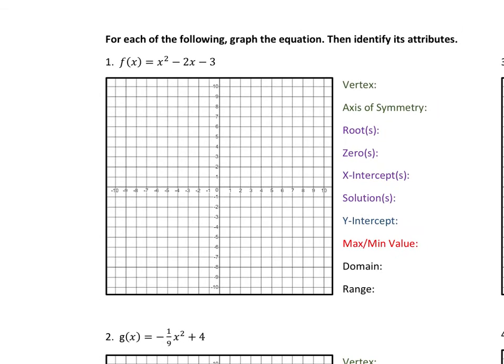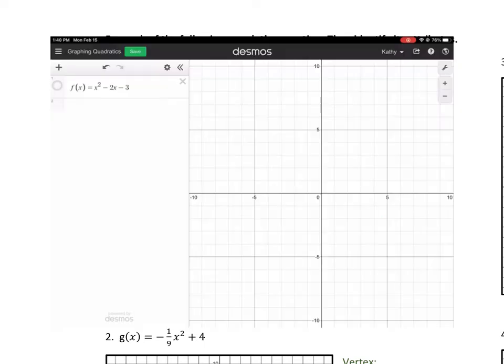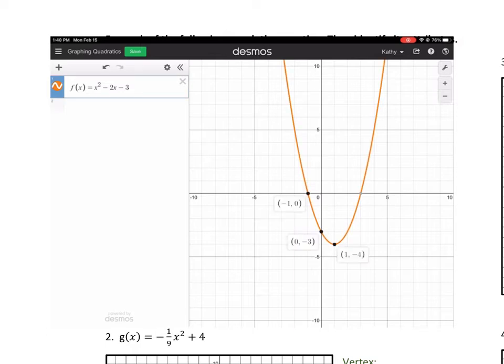So again, I would open up Desmos for number 1, f of x equal to x squared minus 2x minus 3. And I'm going to use a Desmos graph to graph it for me. I just go ahead and type it in and then select the line. And again, all of the important attributes are able to be clicked. So I will know the different attributes for this parabola. I can just go ahead and graph them.